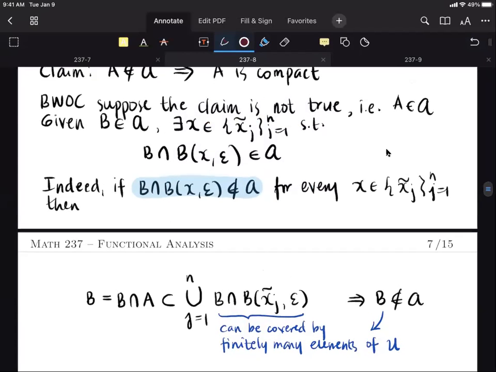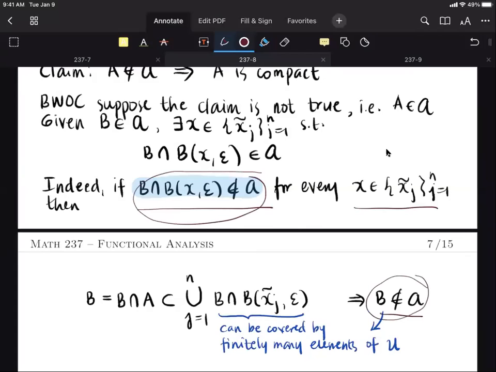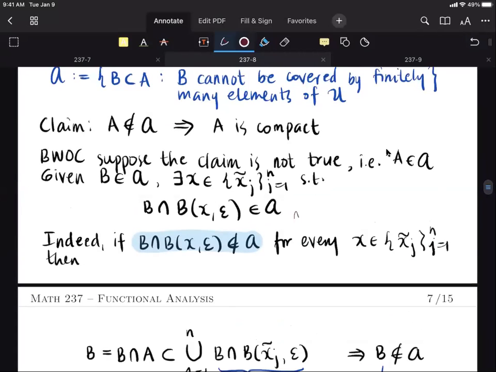So if this is true for every X in this set of centers, then we know that B is not an A. So you just apply the contraposition. In other words, if B is an A, then this intersection must be an A for some X in your sequence of centers. So we are now guaranteed with this one.